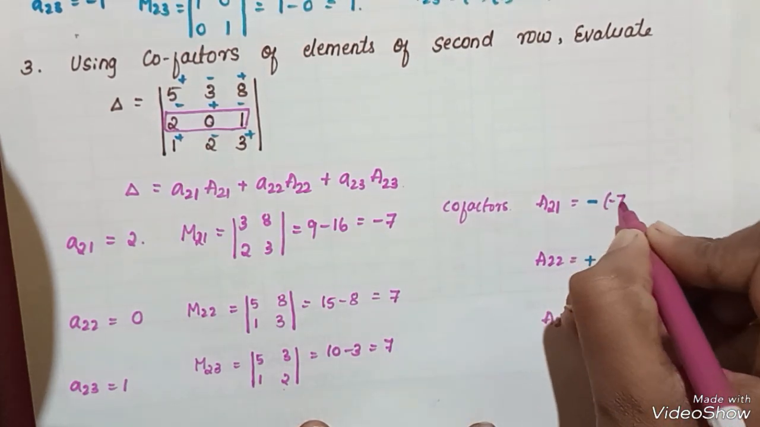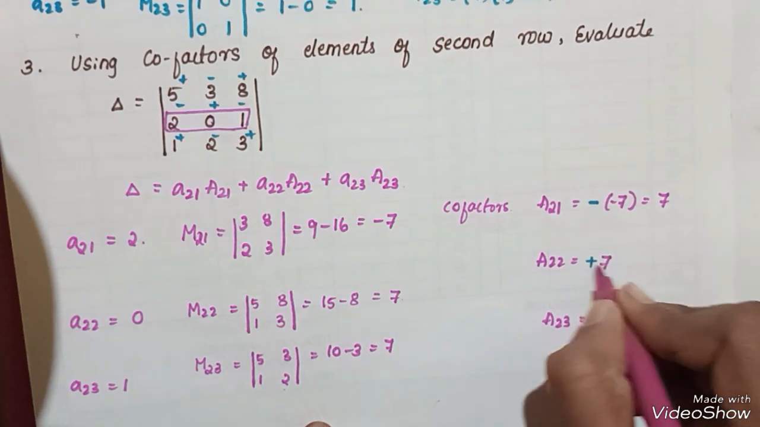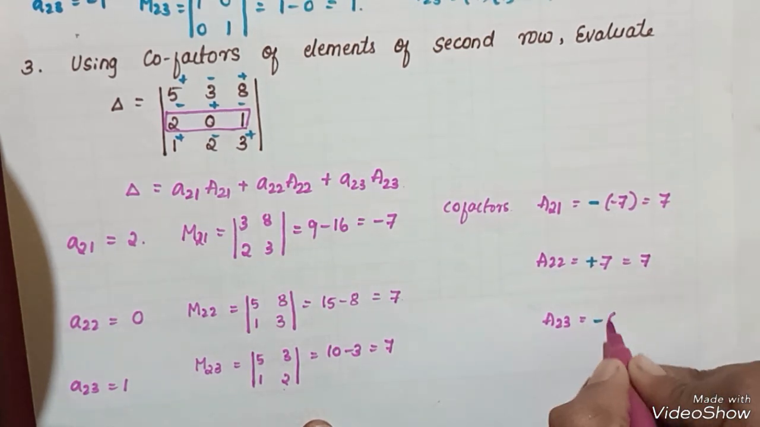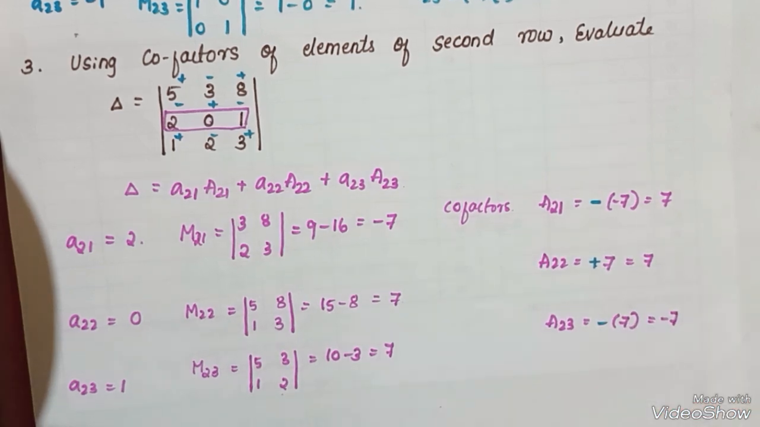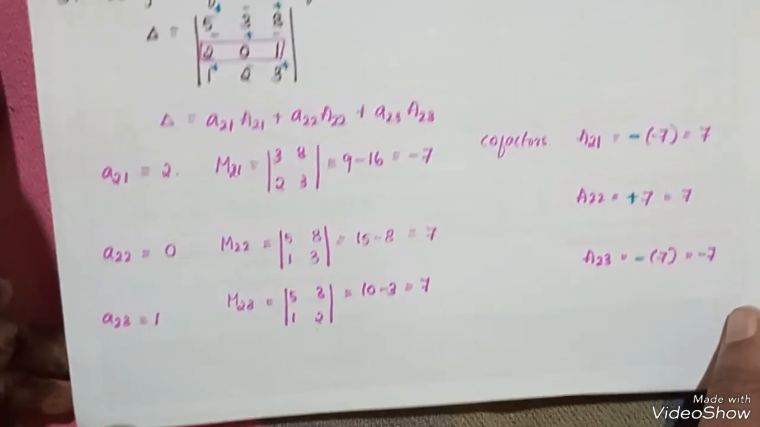Minus into minus 7 becomes plus 7. Plus 7 into 7 becomes 7. Minus 7 into 7 becomes minus 7. Therefore, we get the values. Again, substitute the values here.